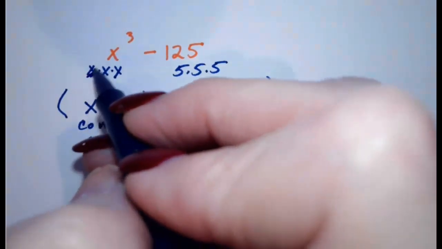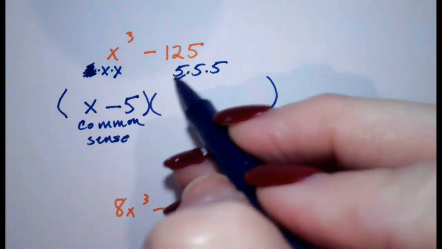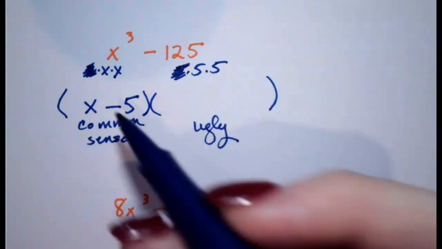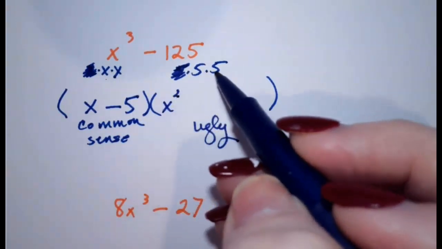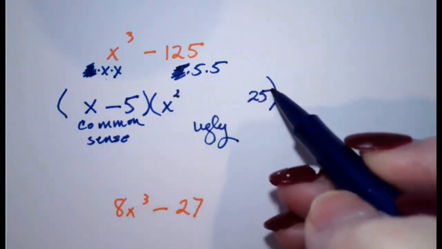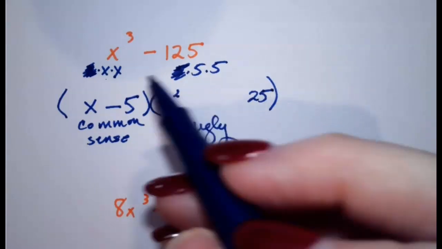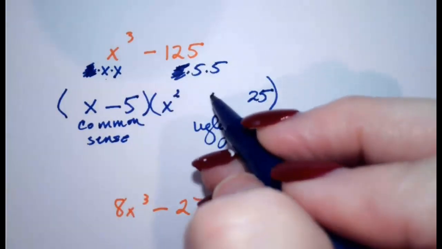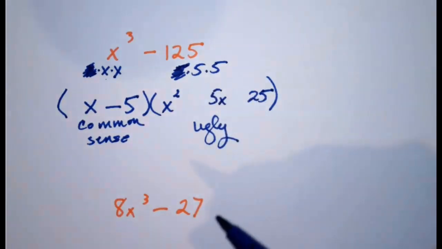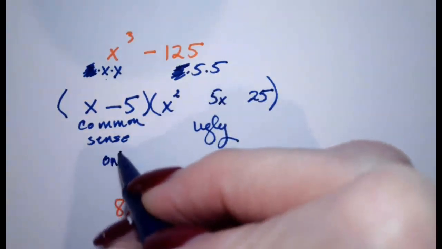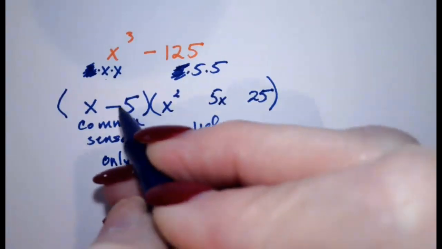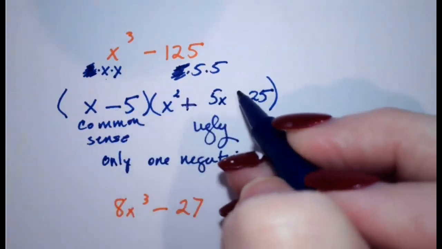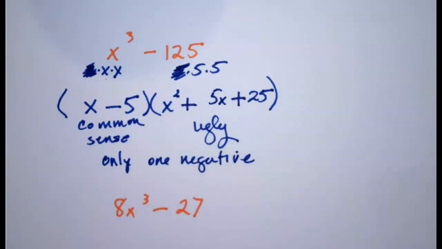I used one of the x's. I used one of the 5's. So here we go. X multiplied by x is x squared. 5 multiplied by 5 is 25. And the only hard part is remembering the middle, 5 times x. Now I say right here to myself, only one negative. Well, do I already have it? Then I don't need another one. It's a pattern.